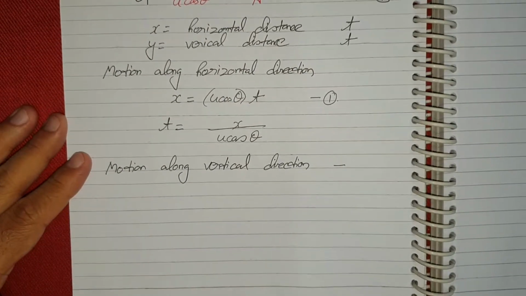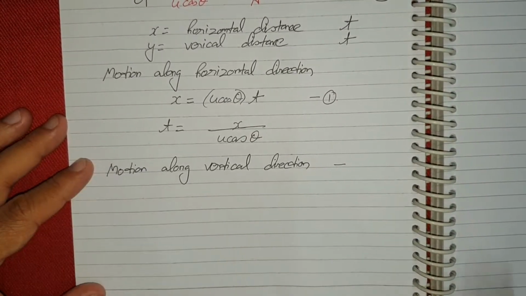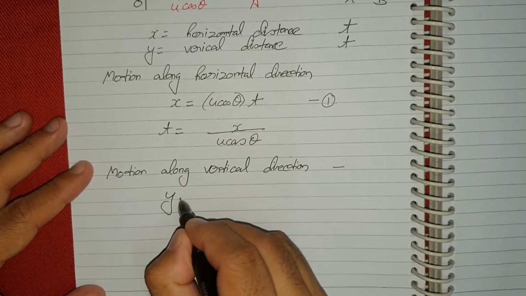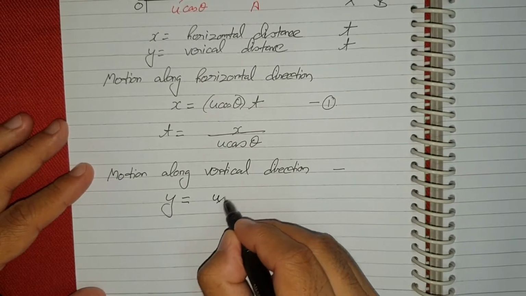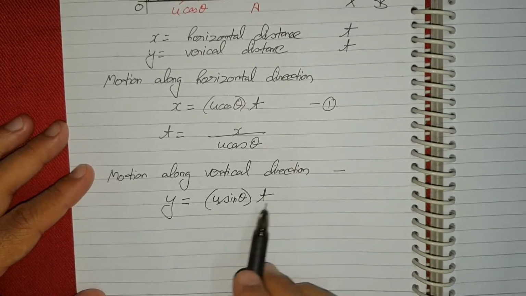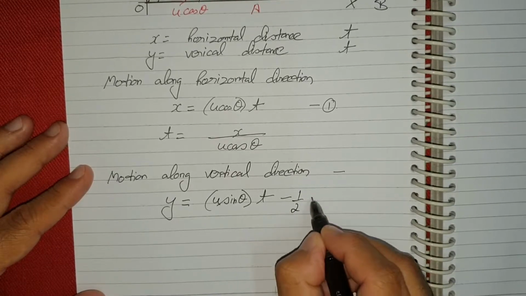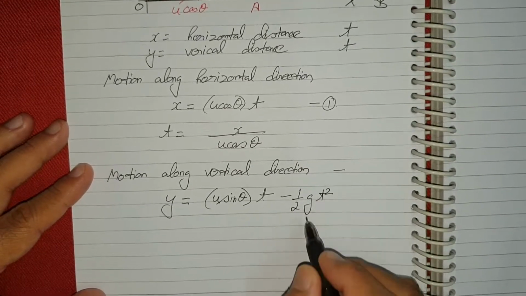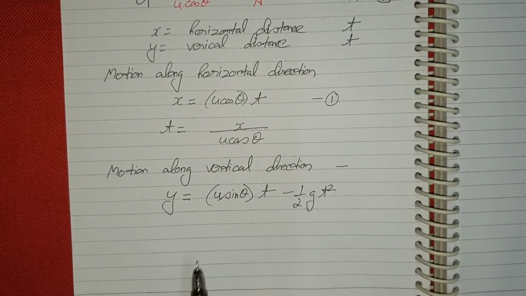Applying the second equation of motion, s is equal to ut plus half a t square. In this case, y equals, what is the initial velocity? u sin theta into t. So this is u sin theta into t, and this will be minus half g t square. Minus, because the acceleration due to gravity is negative.